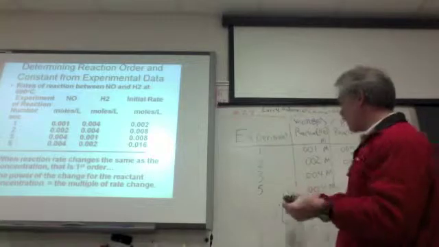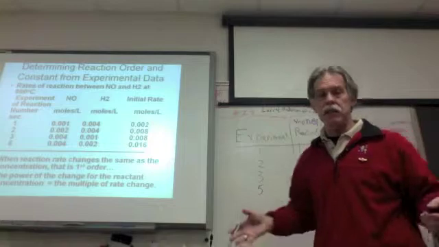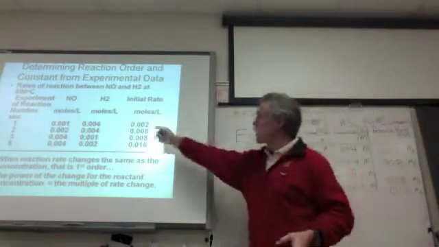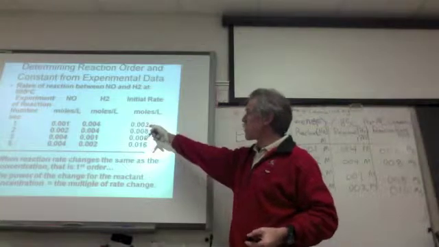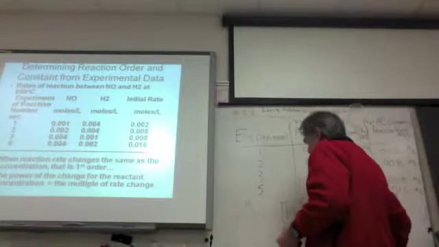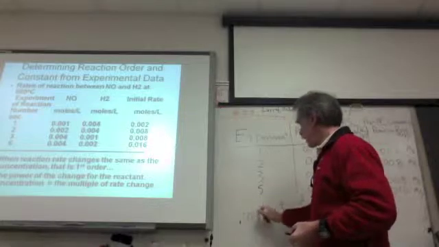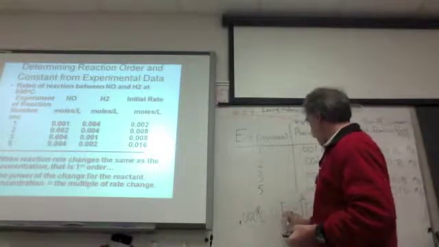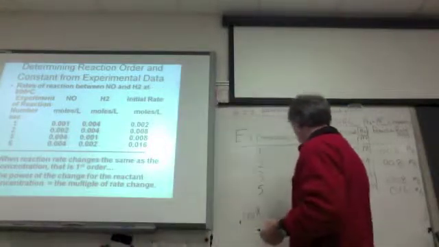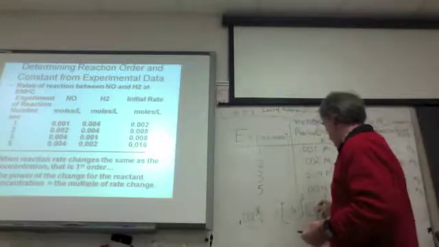So now we have this. Let's say that I wanted you to solve for the rate constant now. Well, we have the rate because we have that on our chart. It tells us that in experiment 1, the initial rate was 0.002. So we plug in 0.002 for the rate. And that's molarity per second. We know the concentration of NO because it tells us it's 0.001. And we know the concentration of H2 because it tells us it's 0.004.